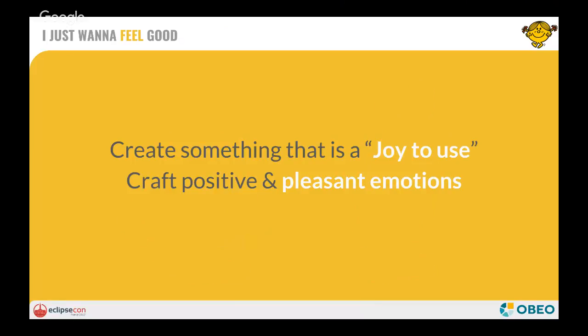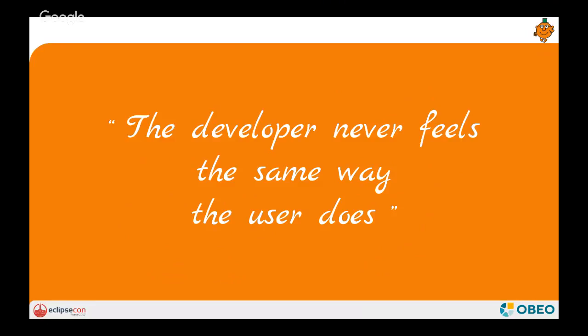The feel of a product is all about creating something that is a joy to use. That is, crafting positive, pleasant emotions in users as they interact with your product or react to it. So how to develop a pleasant product? You should put yourself into the user's shoes. You should think the way the user thinks. In fact, you should become a user. Remember that the developer never feels the same way the user does.